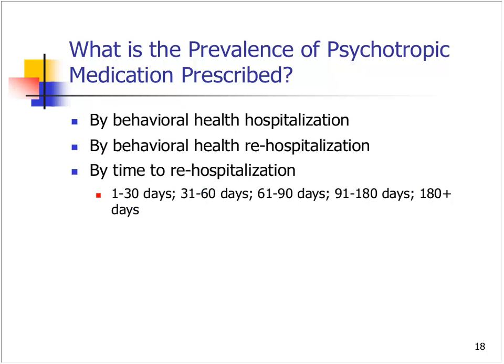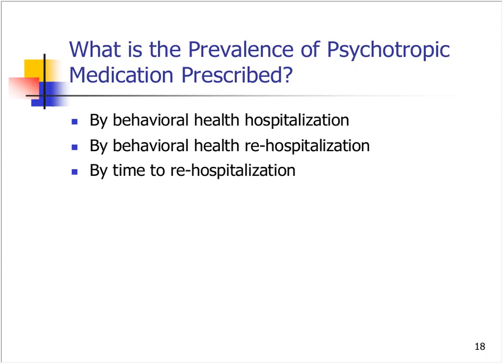What is the prevalence of psychotropic medication prescribed by behavioral health hospitalizations, by behavioral health rehospitalization, and by time to rehospitalization? So these questions, again, were driving the data elements and how deep we needed to go with the data elements. So in the fact that we were looking at time to rehospitalization, we needed to have dates along with that and not just a flag for hospitalization or not. Next slide, please.